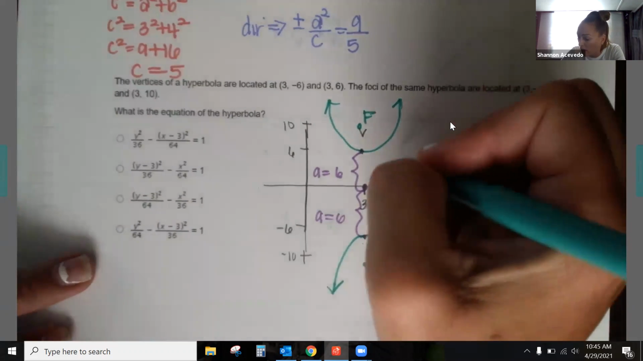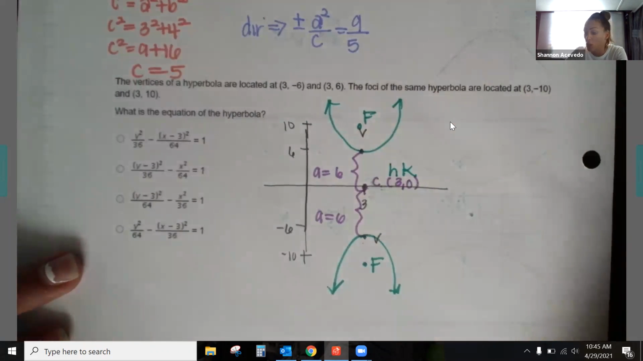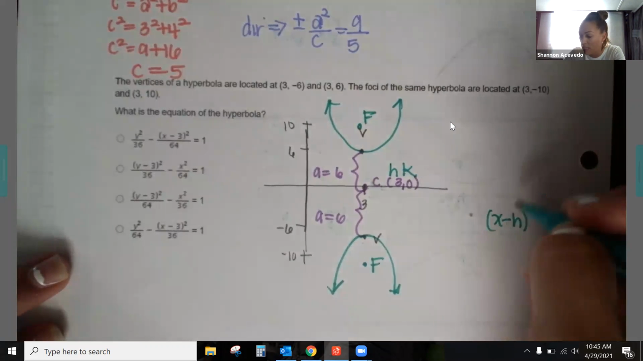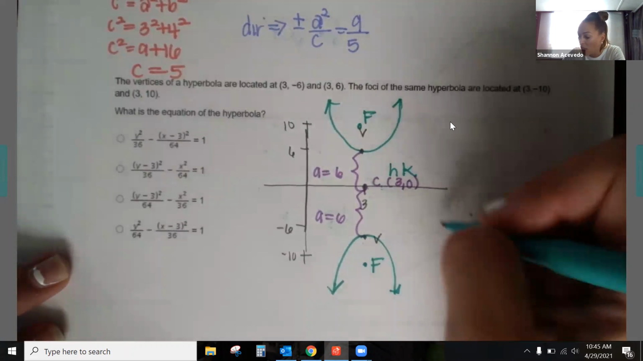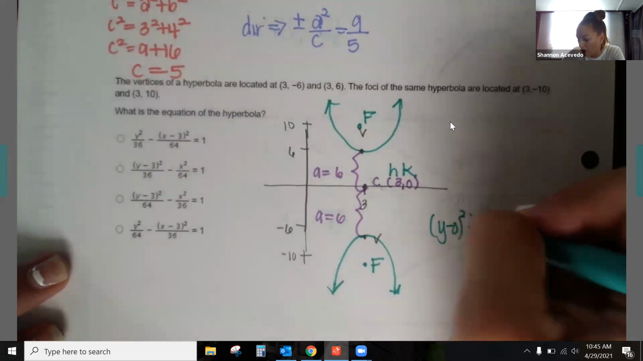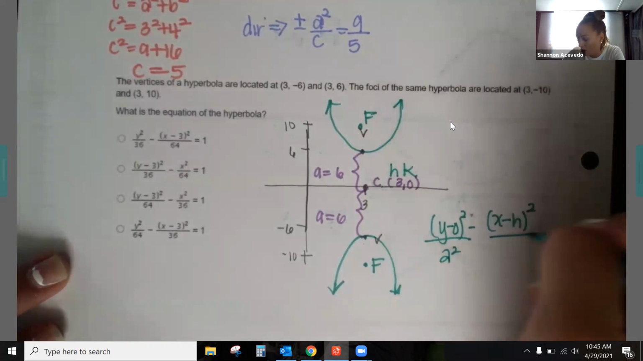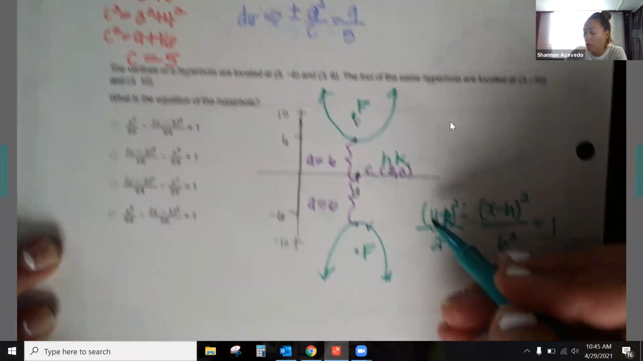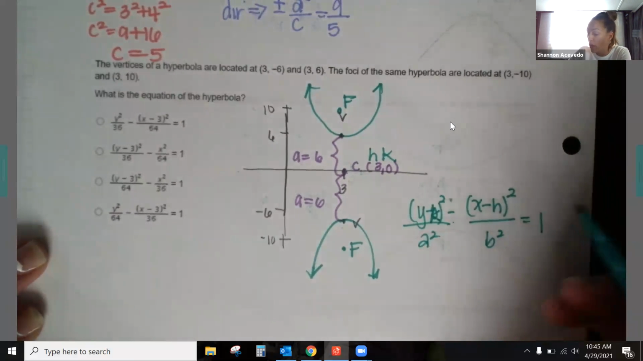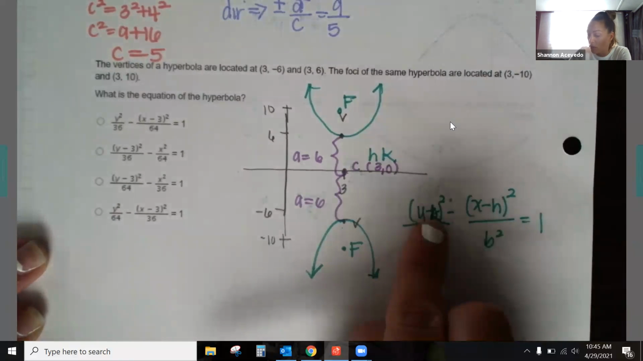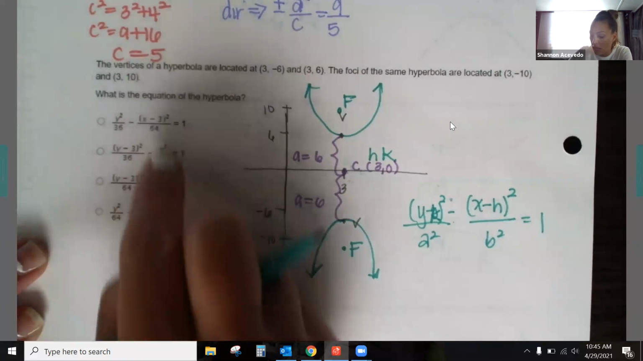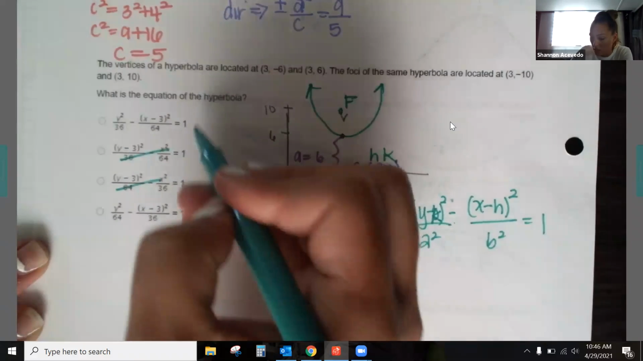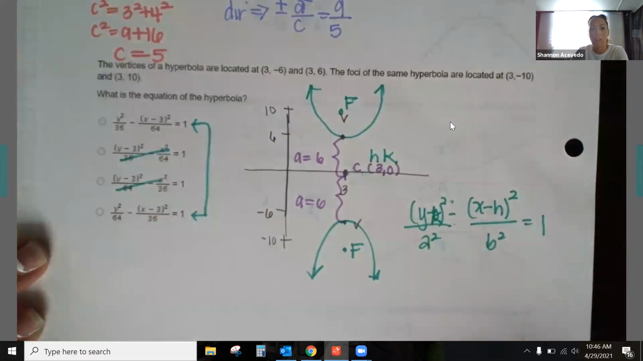I know that this is my h and k value. So since my h is 3, it's going to be x minus my h value. It's always x minus the h. So it's going to be x minus 3, and it's going to be y minus 0 squared, over a squared, minus the x part over some b squared. It's always going to be my y with my k, my x with my h. So I know this is going to be a 3, this would be a 0. Here's a 3, here's a 3, here's a 0, here's a 0. So I've narrowed it down to these two.